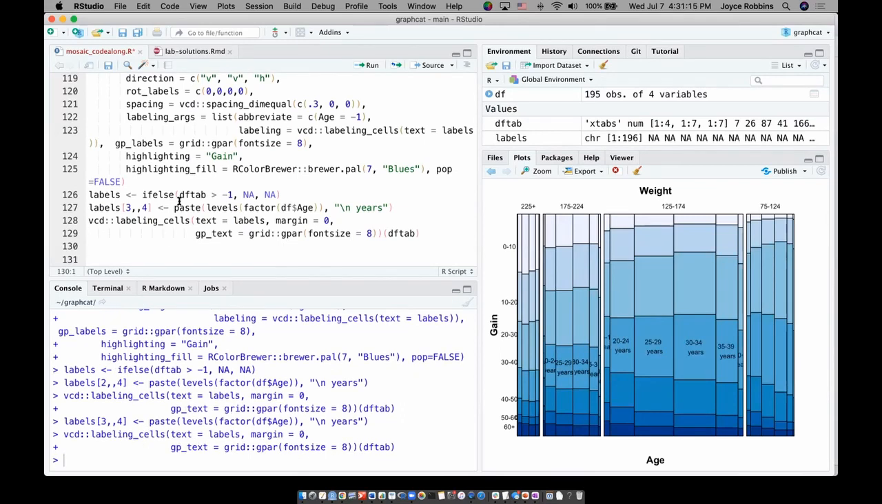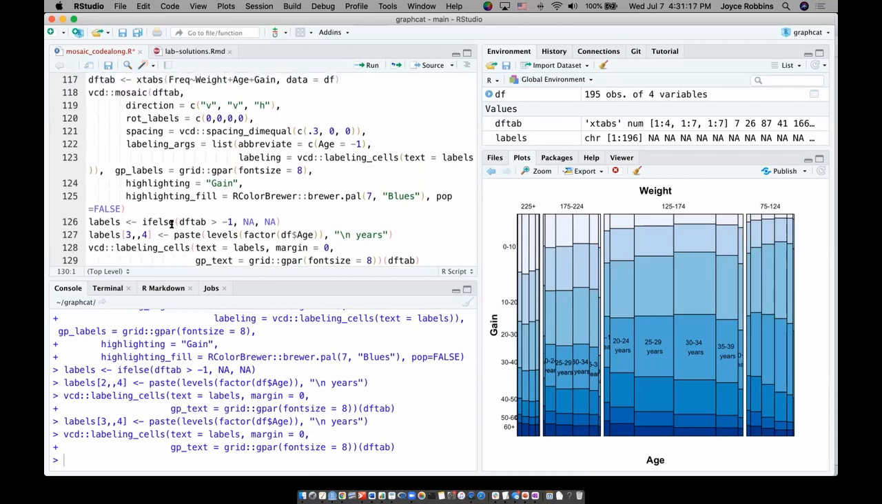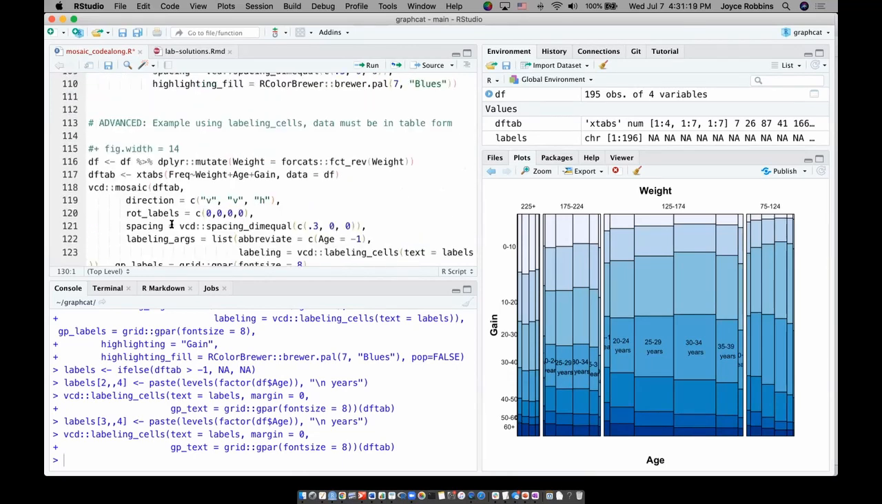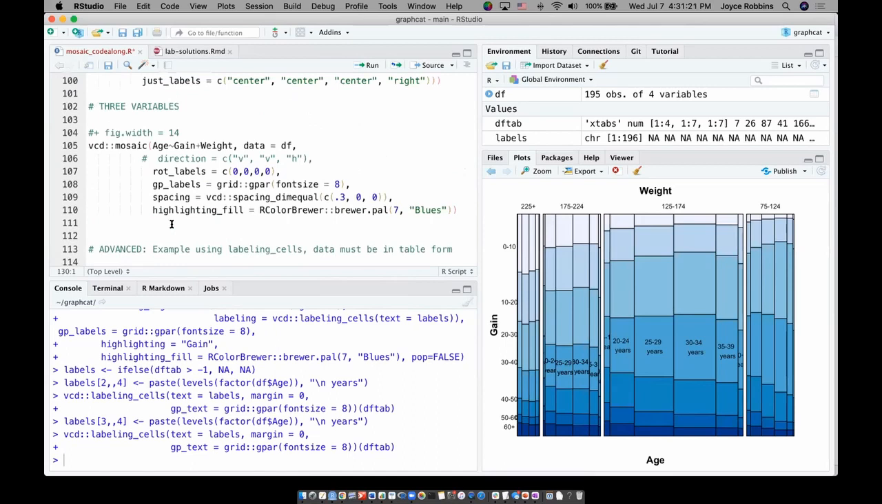Okay, probably those instead. But you get the idea. So that code is all there for you to review, and it should be helpful when we get to the lab later, and you can decide whether you're going to work on mosaic plots or alluvial diagrams or both. And we'll be here to help you with that.